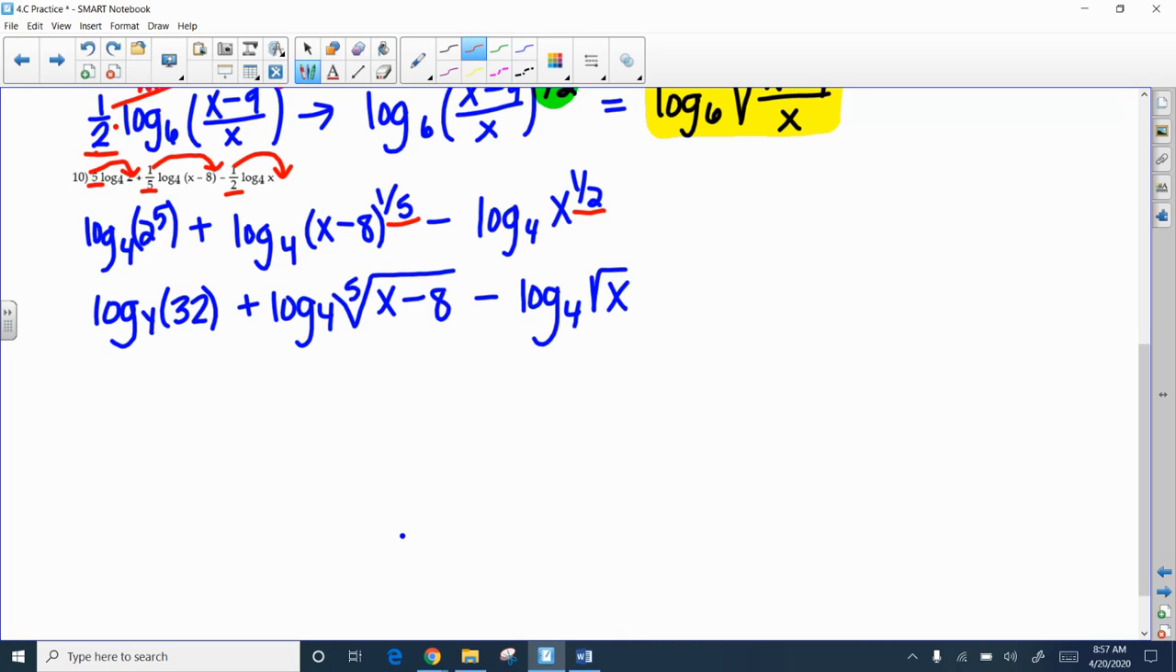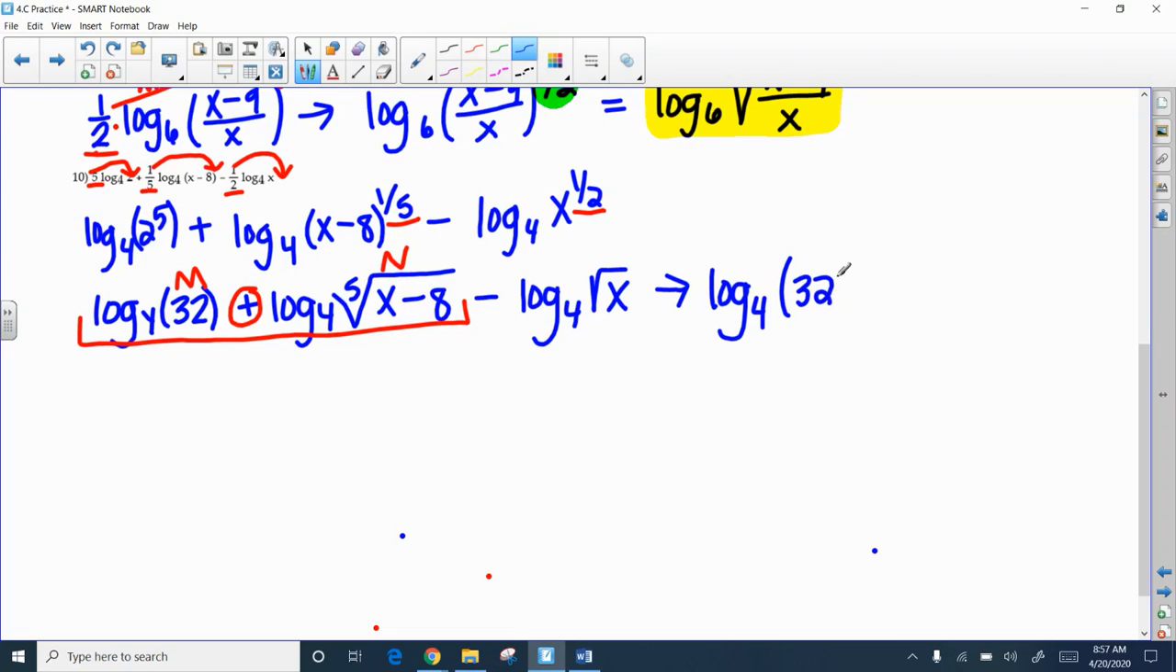Okay, now I need to condense these. We can just go in order. Since there's 3 of them, I'm just going to go left to right, adding and subtracting from left to right. So I'm going to condense these first. Since these are added, this is in the form log base b of m plus log base b of n, and when I put them together, it's going to be log base b of m times n. So log base 4, I'm just going to write that as 32 times the 5th root of x minus 8. Since it's multiplied, they're just next to each other like that. And then I still have the minus log base 4 of square root of x.